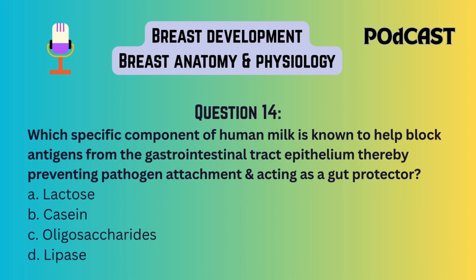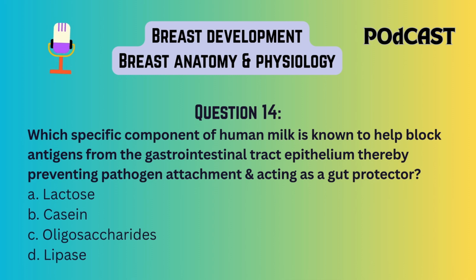Question 14. Which specific component of human milk is known to help block antigens from attaching to the gastrointestinal tract epithelium, thereby preventing pathogen attachment and acting as a gut protector? A. Lactose. B. Casein. C. Oligosaccharides. D. Lipase. The answer is C, oligosaccharides.